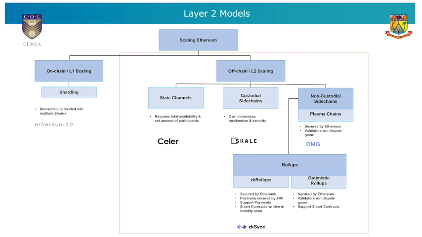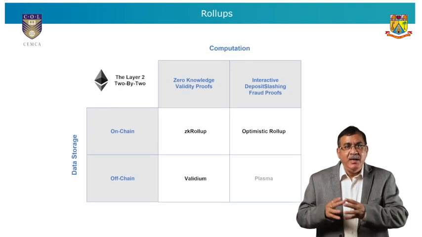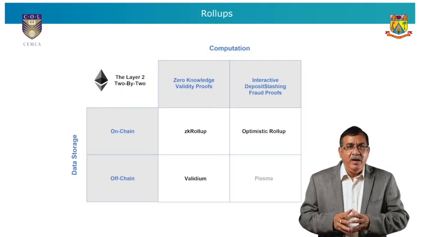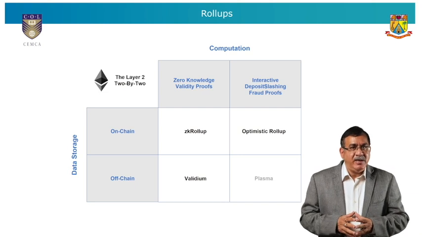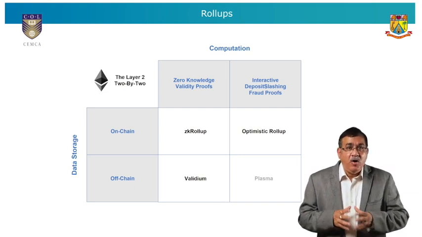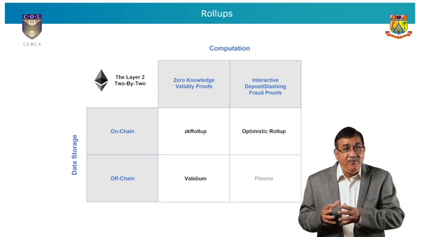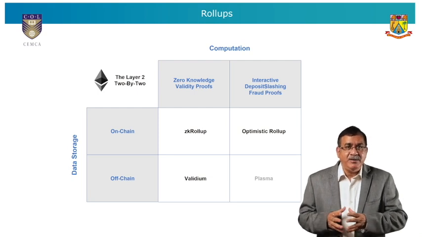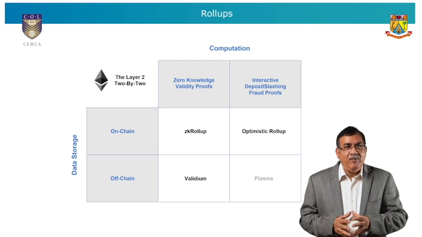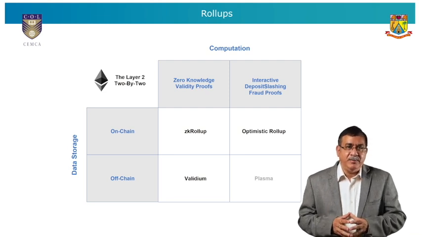So far, rollups have come in four main varieties: optimistic rollups or ORUs, ZK rollups or ZRUs, plasma chains and validium chains. The following diagram contrasts these four rollup styles depending on whether they handle data storage on-chain like ZRUs and ORUs or off-chain like plasma and validium, and whether they handle computations via zero-knowledge validity proofs or via deposit slashing fraud proofs. Before we close this session, let us look at some of the top layer 2 projects.